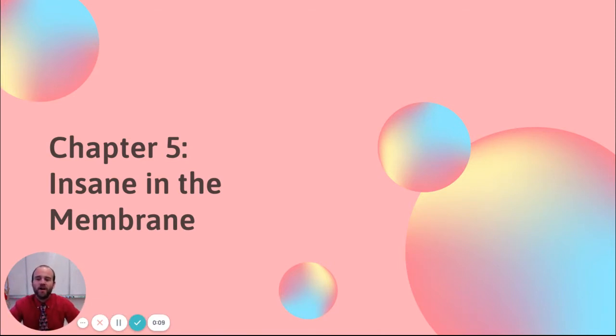Let's talk about Chapter 5, the cell membrane. So we're going to be exploring a few topics today. The fluid mosaic model of the cell membrane. We're going to be talking about diffusion, osmosis, and movement of substances across the cell membrane. And then we're also going to be talking about water potential. So some really exciting stuff today.